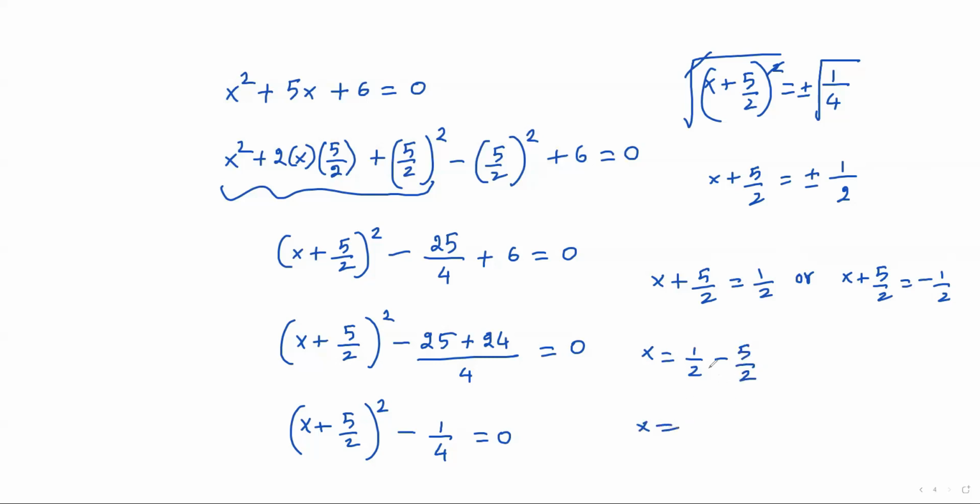And here we have the same denominator for both the fractions. So we can write this one as 1 − 5 over 2. So it becomes −4 over 2. Finally, it is simplified to x = −2.